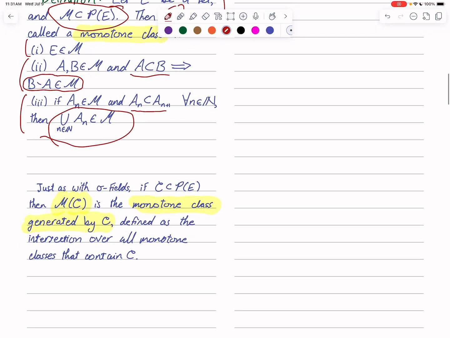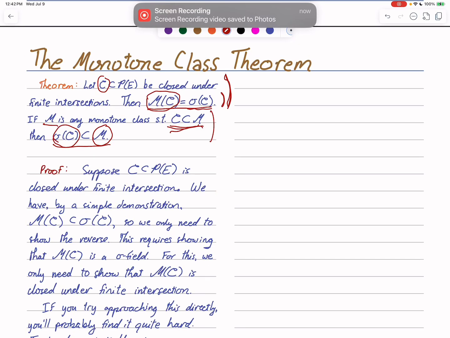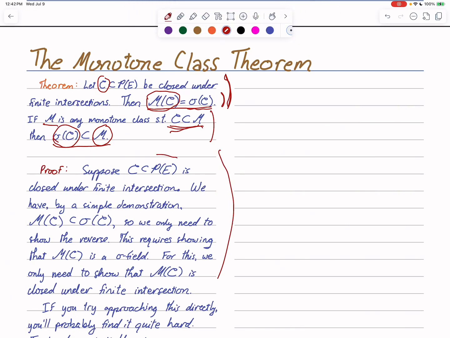Now, just as with sigma fields, we can take some subset of the power set which may not be a monotone class, and find the monotone class that it generates. Just as with sigma fields, this is defined as the intersection over all monotone classes that contain C. So again, we are assuming that we take some collection out of the power set which is closed under finite intersection. It is very simple.